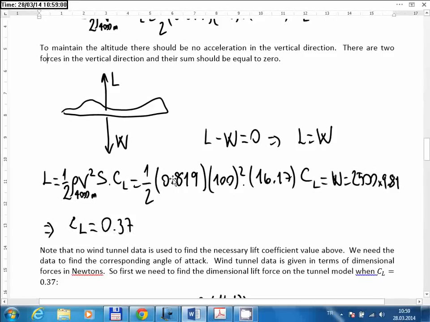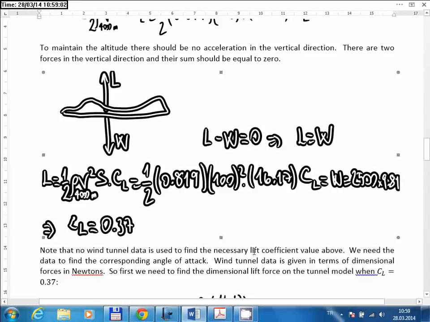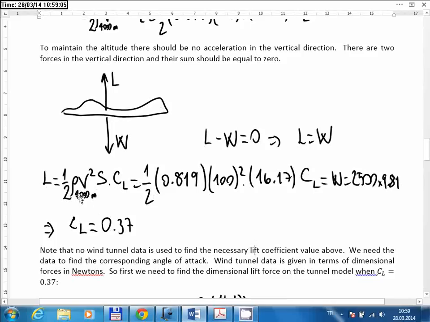And this is the air density value. Since the aircraft is given to be flying at 4,000 meters, the density value at that altitude should be known. And that value is taken from the standard atmosphere table as this much. And the lift coefficient is 0.37.